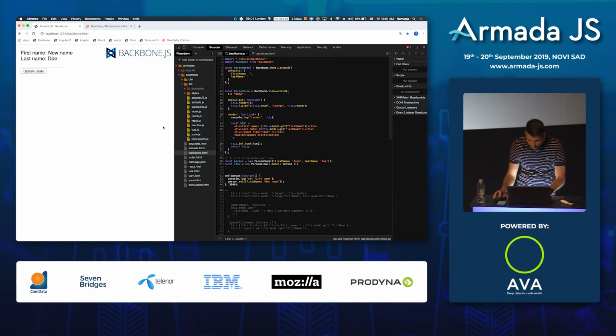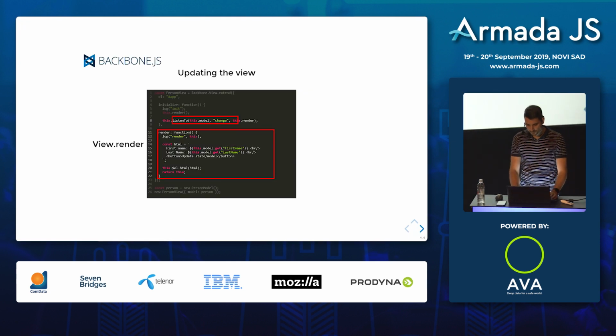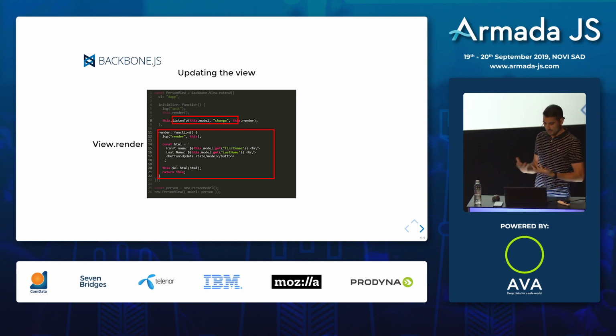Okay, and let's do one more thing. Let's update not on the complete change event, but just on the event for the first name, and call update first name in this one. Yeah. And that works. Okay, let's get back to the slides. So, it requires some additional work to make it work nicely, and the complete rendering of the view is done on our side.